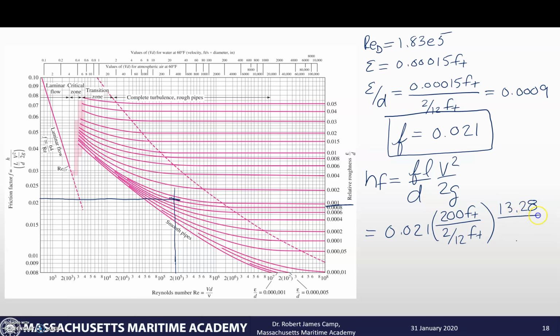V squared, we calculated out V was 13.28. And that's squared, let's write the units in. Don't want to forget that. Feet per second. Square that. Divided by twice gravity. Remember English system, 32.2 feet per second squared. Feet will cancel out. Second squared will cancel out. You got feet squared over feet, so that'll give me feet, which I should be getting a head loss in a unit of feet. And so when I calculate that out across 200 feet of pipe, we're going to lose 68.9 feet of head. And that's our head loss due to friction.